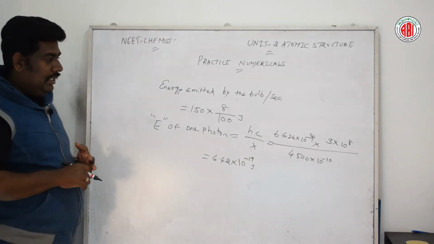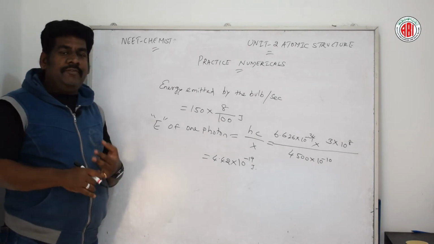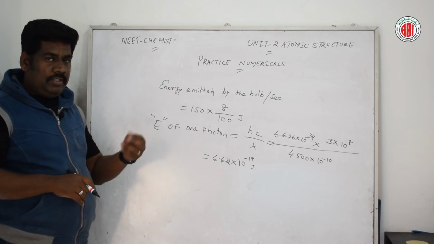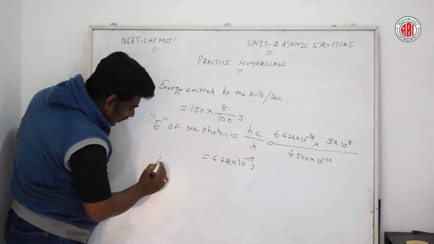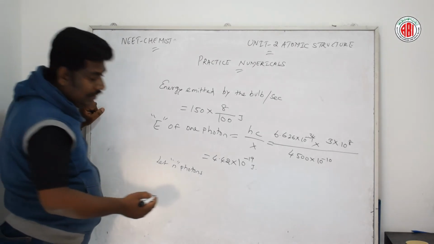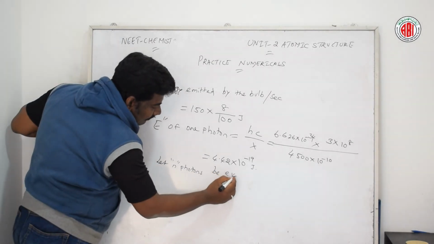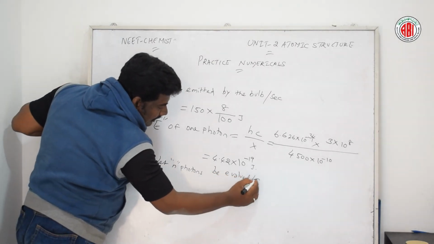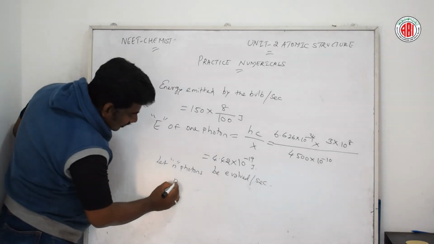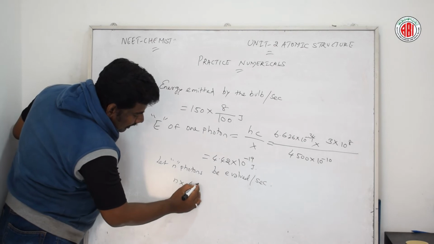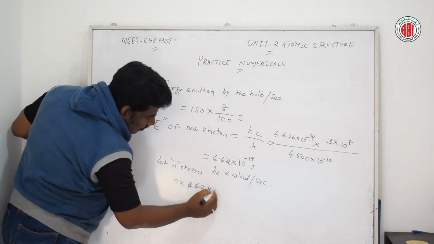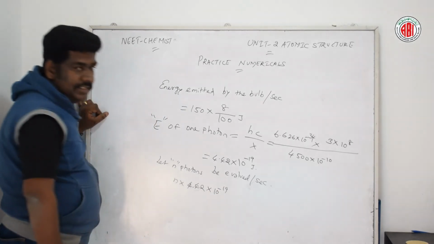Okay, now let n photons be evolved per second. We don't know the number of photons, so let n photons be evolved per second. That is nothing but n into 4.42 into 10 to the power of minus 19.